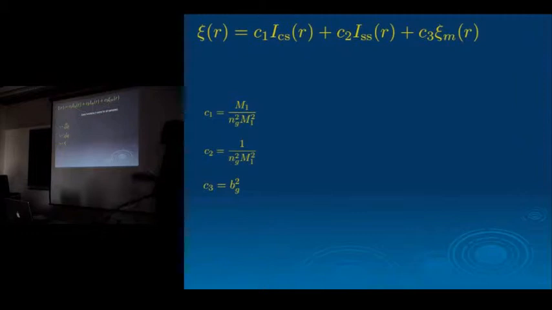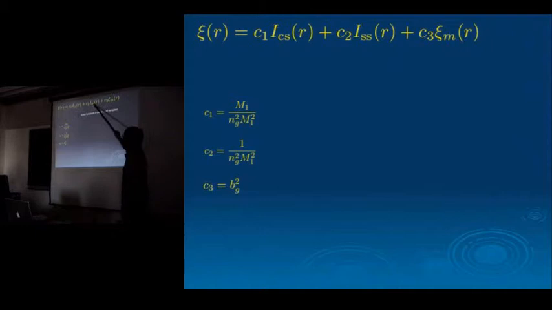So you can think that when you increase the halo mass scale, this term increases a lot, this term increases a little bit, and this term remains almost constant. So you get basically a big rise at small scales.